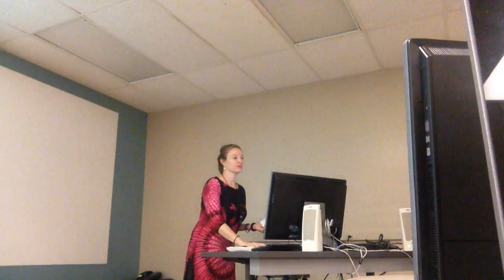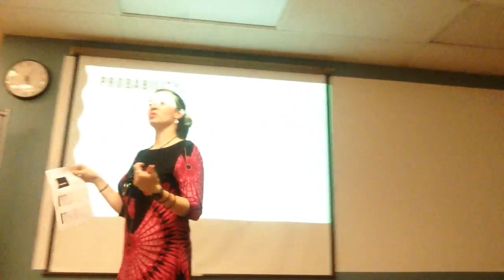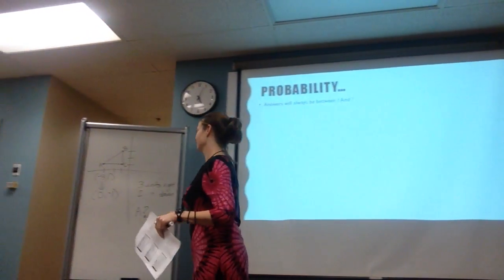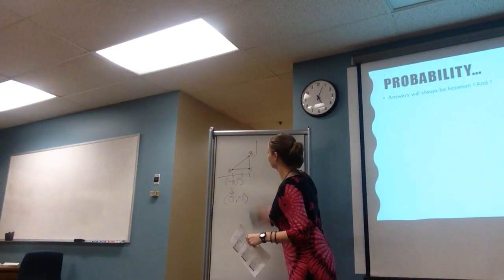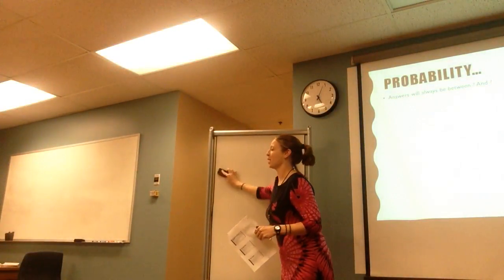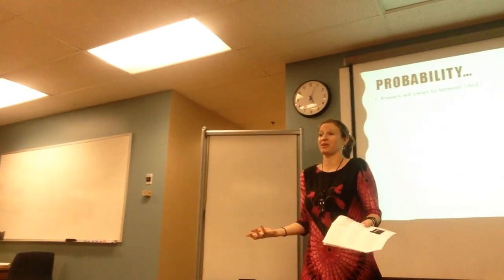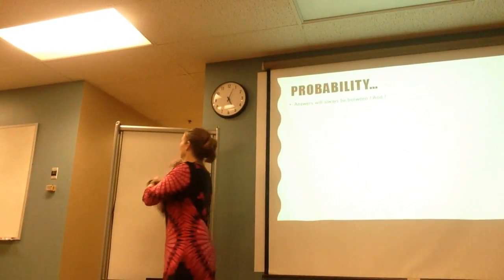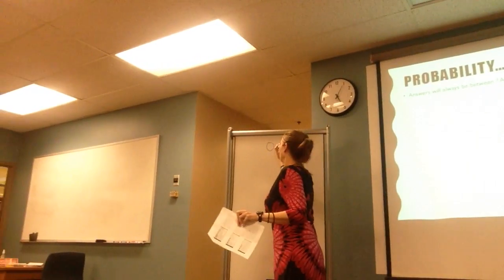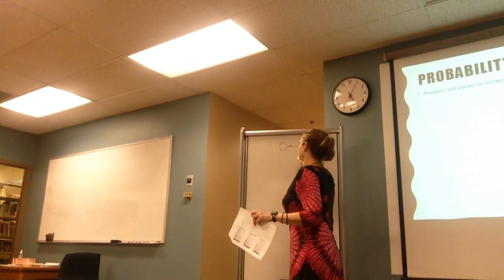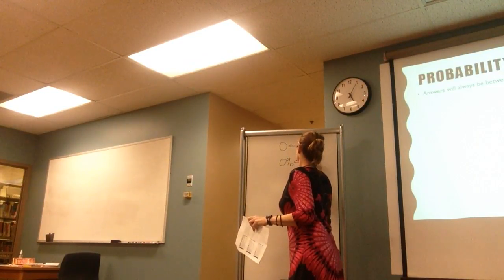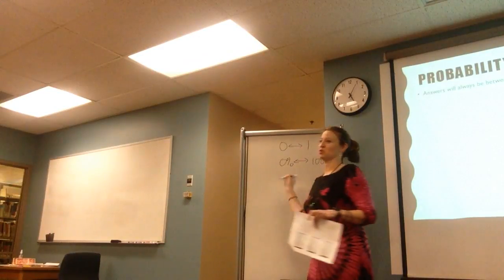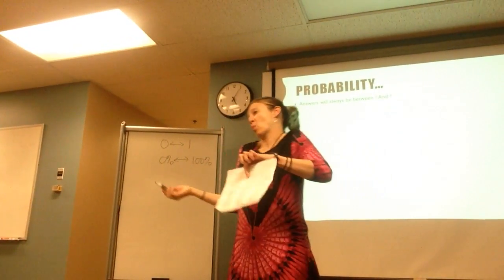Okay, probability. For probability, answers will always be between what 2 numbers? 0 and 1. Because there's a 0% chance to a 100% chance of something happening. You can't have more than a 100% chance of something happening, right? So the probability of something happening is 0 to 1. If I change those numbers into percents, it becomes 0% to 100% chance of something happening. And it has to range in between there. It can't be less than a 0% chance. It can't be more than a 100% chance.